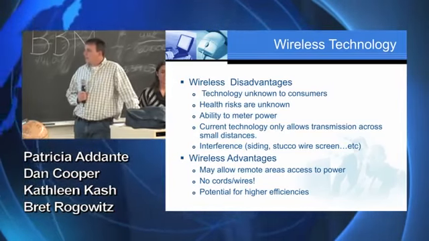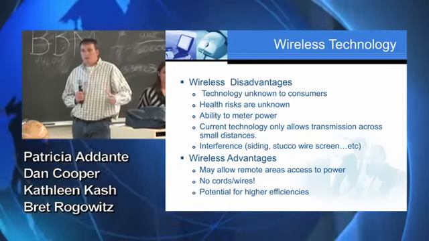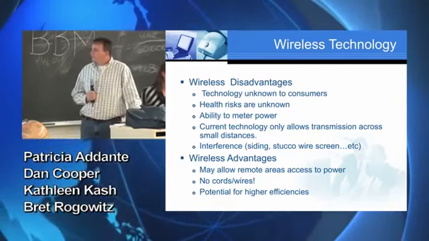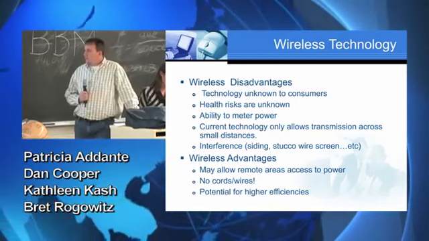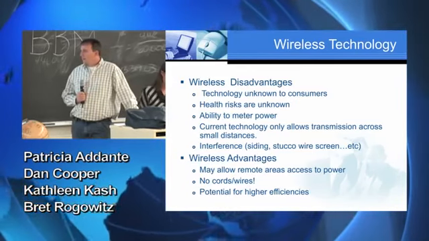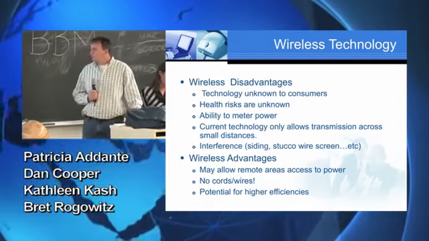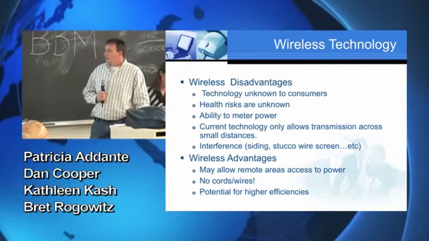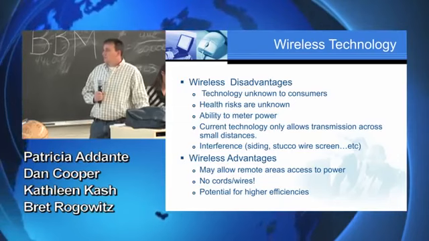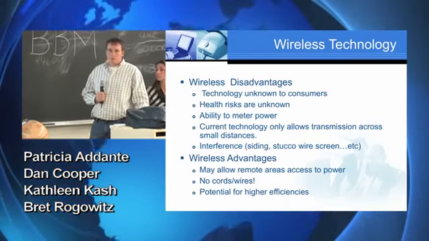Interference: some siding and stucco screen wires interfere with wireless. Advantages: we may be able to allow remote areas access to wireless power. There are no cords, no wires, nothing to trip over. And there's the potential for higher efficiencies than wired technology.